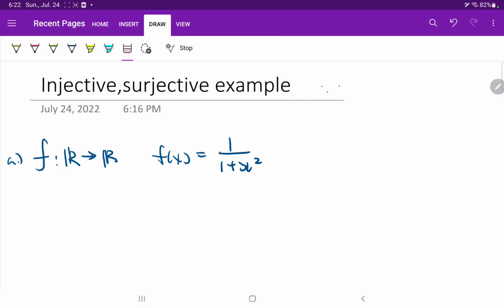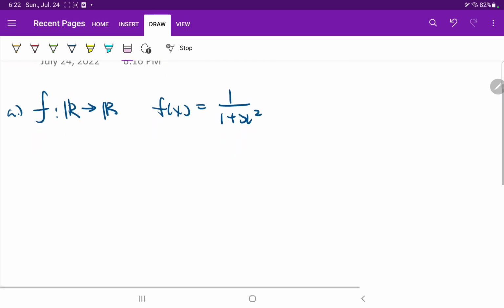Some very quick examples of injective and surjective functions. So today we want to look at example one. Example one is a function that has a domain of real numbers and a codomain of real numbers, and our f(x) is equal to 1 over 1 plus x squared. So is this injective or not?